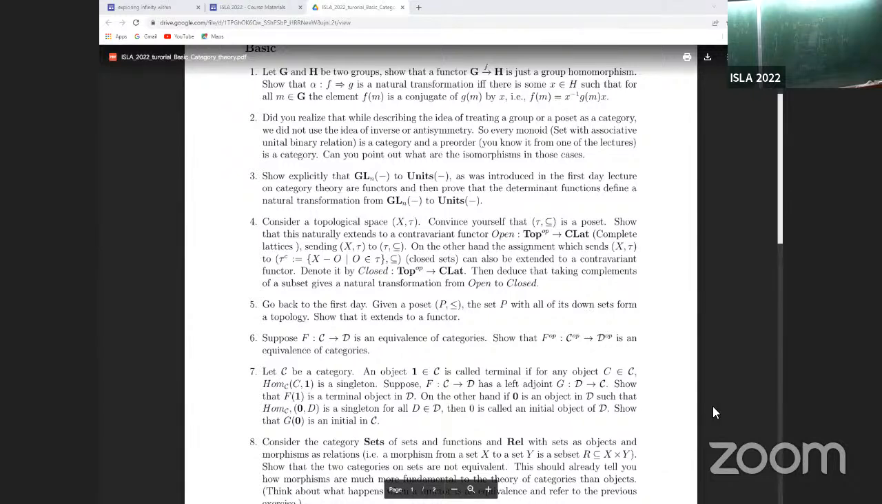Anybody else who has any question? How do we show something is not equivalent? Like two categories are not equivalent. A very good question. I think I will hand over the mic to Deepankar. He has put this question.